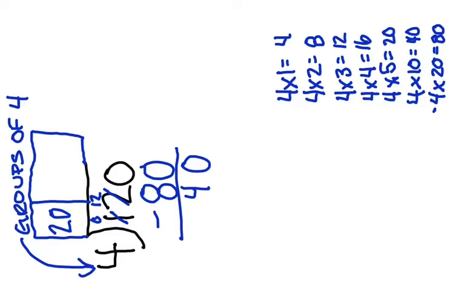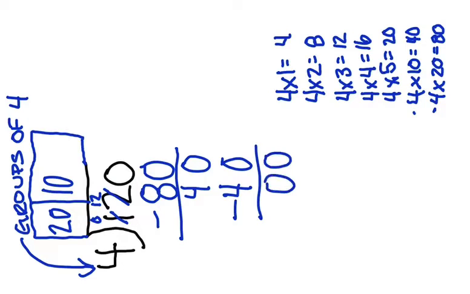Well, we can look at our multiplication facts and see that 4 times 10 is 40. So we can take out another group, or 10 groups of 4. 10 times 4 is 40. 40 minus 40 equals 0. So now we're left with nothing. We've taken out all the groups that we can. So up here, we need to add our numbers together to get our answer. 20 plus 10 equals 30. That means that 4 goes into 120 30 times.